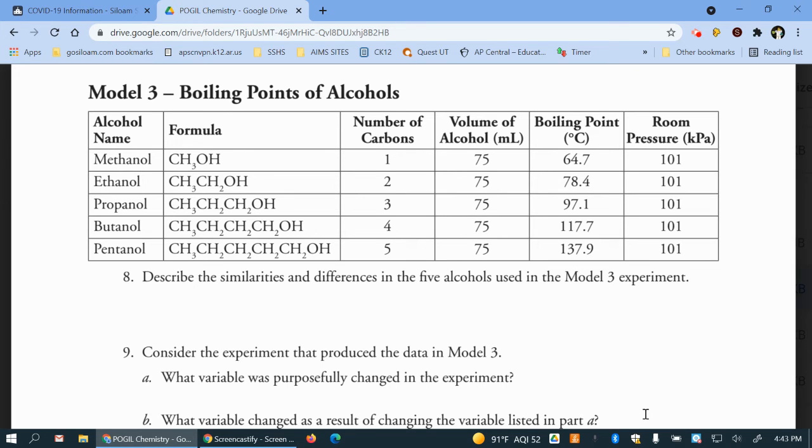In Part B, we can see that as the number of carbons increases, the only other change is the boiling point. How could we describe the change or the relationship? As the number of carbons increases on an alcohol, the boiling point of the alcohol rises.